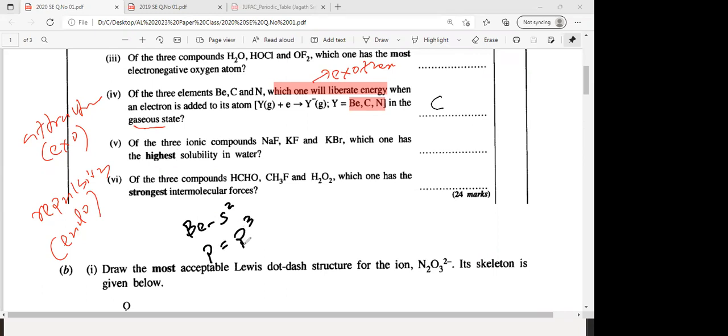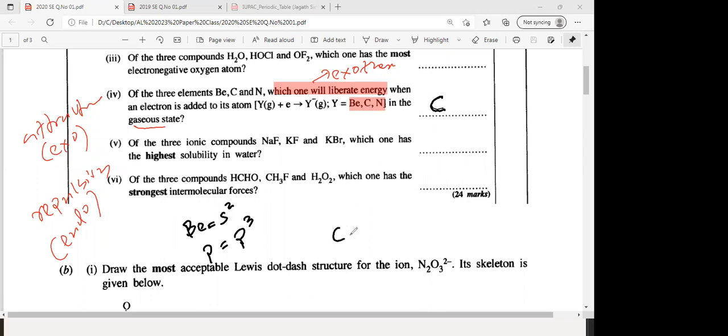This is the most important thing you have to consider for part 4, and that is why the answer is carbon. Beryllium and nitrogen don't want to receive an electron because their configuration is more stable compared to carbon. Therefore, they will actually repel the electron. Someday you might argue, sir, nitrogen is more electronegative, therefore it will attract the electron. But here, when an electron is added, you have to check whether there will be repulsion or resistance from that atom or not.